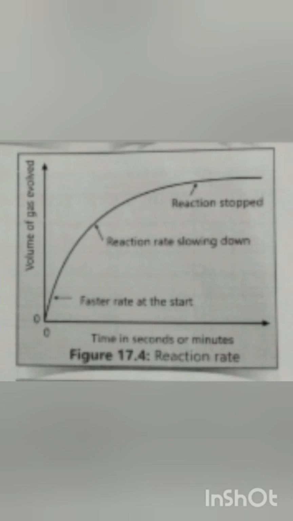This shows the reaction rate is slowing down because the reactant molecules are progressively being consumed, reducing their concentration. At the end, the curve becomes completely flat, a horizontal line. This means the reaction has stopped because the limiting reactant, hydrochloric acid, has been entirely used.